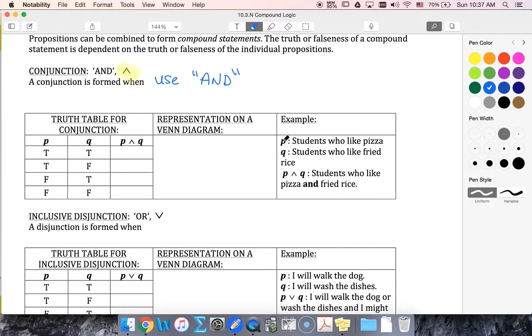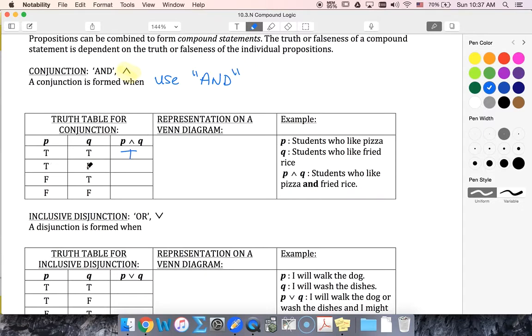So an example, if proposition P is students who like pizza and proposition Q is students like fried rice, we would read this statement, P and Q, students who like pizza and fried rice. So for this statement to be true, both of the original statements have to be true. So if both of them are true, then this new one is also true.